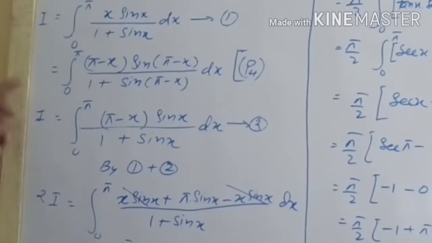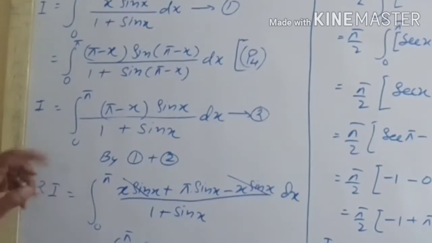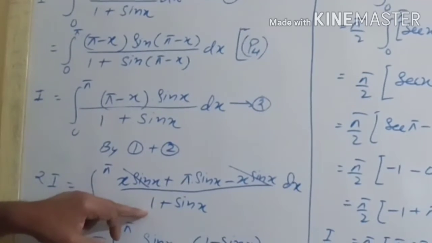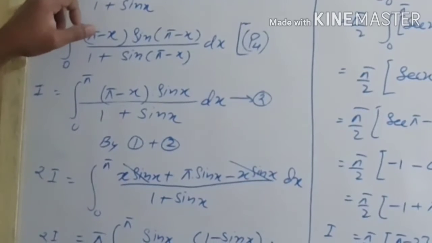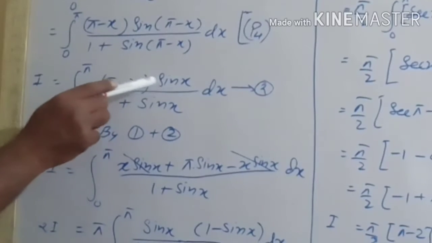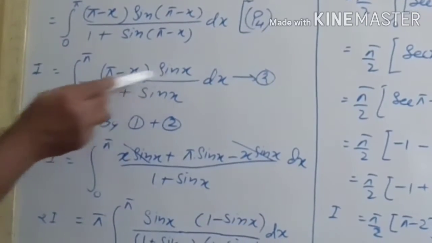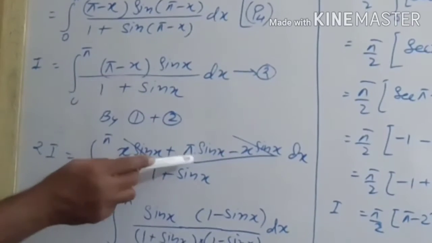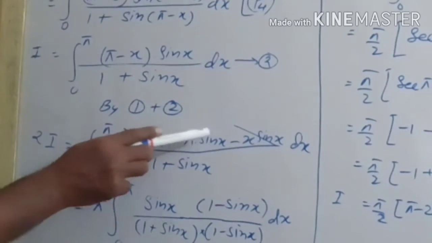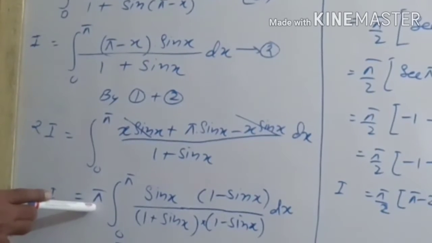Now adding equation number 1 plus 2, so I plus I, that is 2I, integral 0 to pi, and since the denominator is the same, 1 plus sin x, and the numerator of equation 1 is x sin x, and the numerator of the second equation is pi minus x and sin x. So open this bracket: pi sin x minus x sin x. So x sin x will be cancelled out, only pi sin x remaining, and since pi is constant, write it outside the integral.